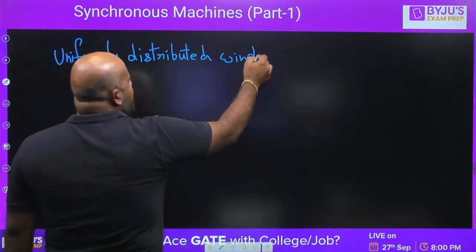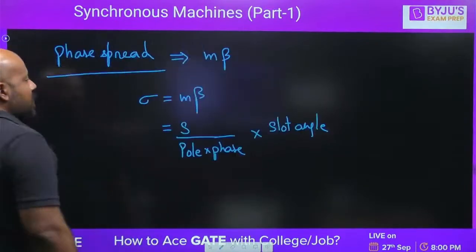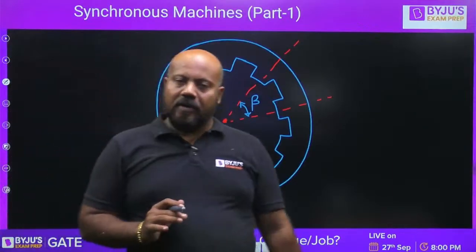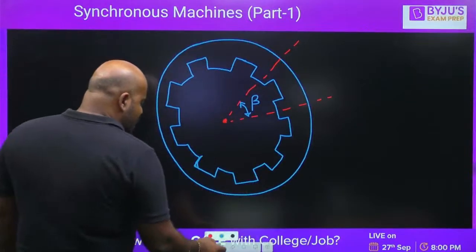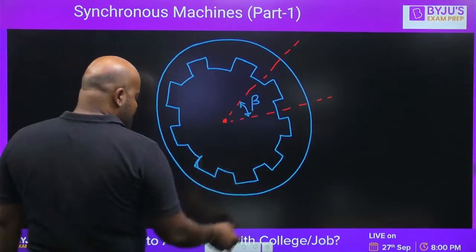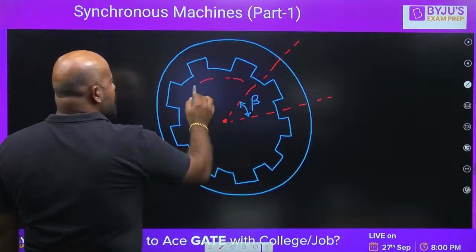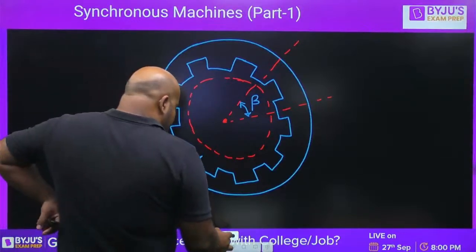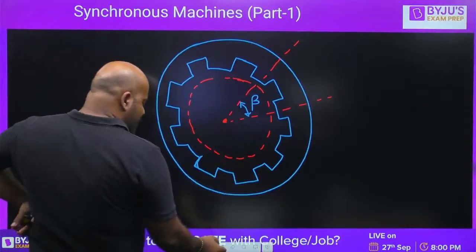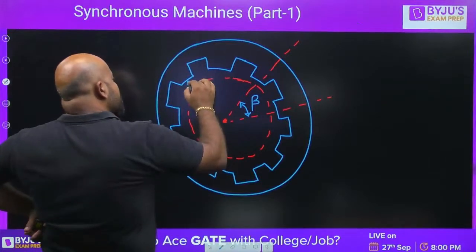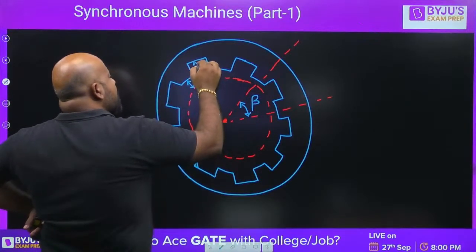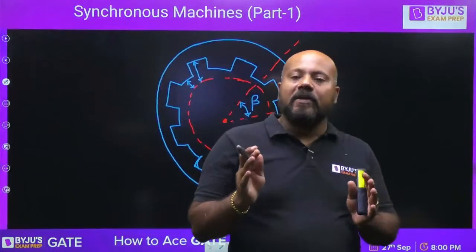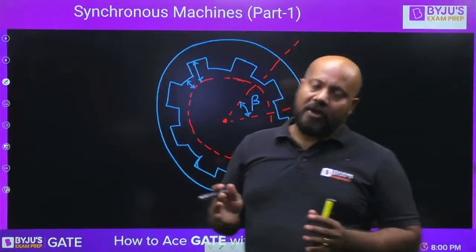I have just shown you that your stator is going to be something like this. Slots are going to be there. Suppose it is a cylindrical rotor, something like this. If you see the air gap between the tooth and the rotor periphery, and the slot and the rotor periphery, there is a sudden change. Every time there is a tooth, every time there is a slot, there is a sudden change.